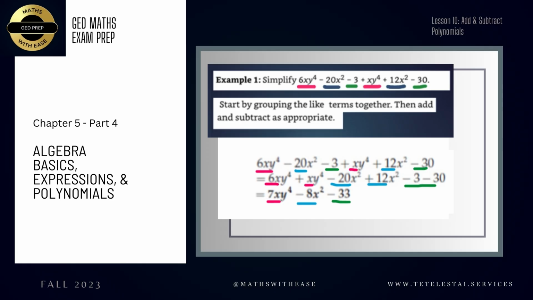Then we go back to our expression to find our next set of like terms. We have a negative 20x^2 and a 12x^2. So negative 20 plus 12 is negative 8, and this is where we get this negative 8x^2 from. Then we have negative 3 minus 30, which is negative 33. And so this is as far as we can go with this original expression. Our answer is 7xy^4 - 8x^2 - 33.